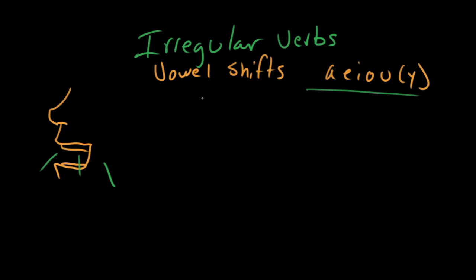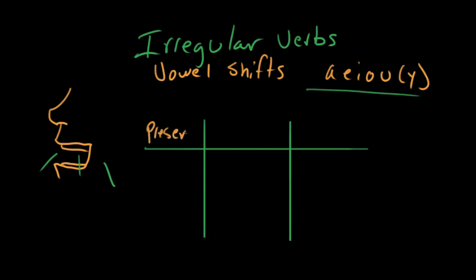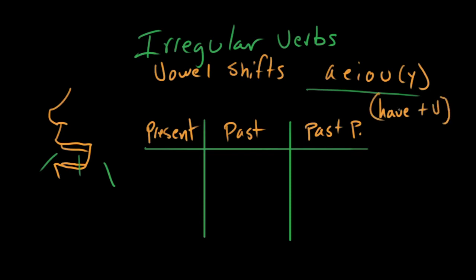And what does this have to do with irregular verbs? I'm so glad you asked. Let's draw a chart. So I'm going to put 3 things on this chart. The present, the past, and the past perfect, which is when you're talking about something in the past that is completed. And we form that in English by combining that verb with have. So, have walked, have said, have done.